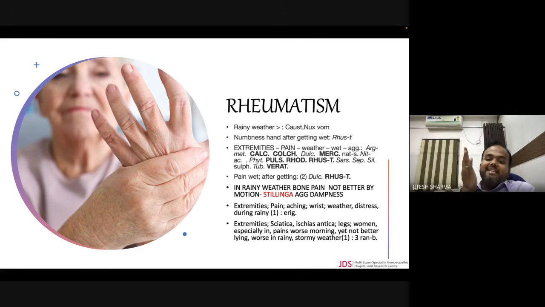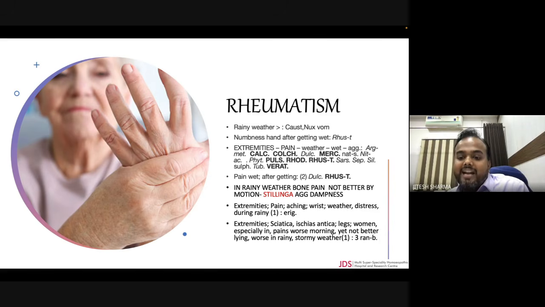Next, pain, aching wrist during rainy weather: Erigeron. Yes, Erigeron is typically given for menometrorrhagia, bright red bleeding continuously, bright red like Phosphorus, not getting stopped. You can immediately give Erigeron and the blood will stop. That is the power of Erigeron. The patient also gets pale due to bleeding.